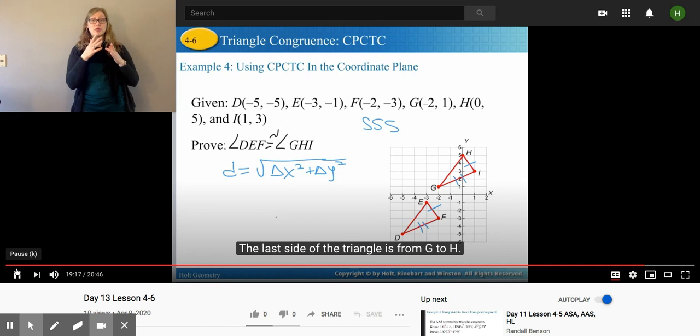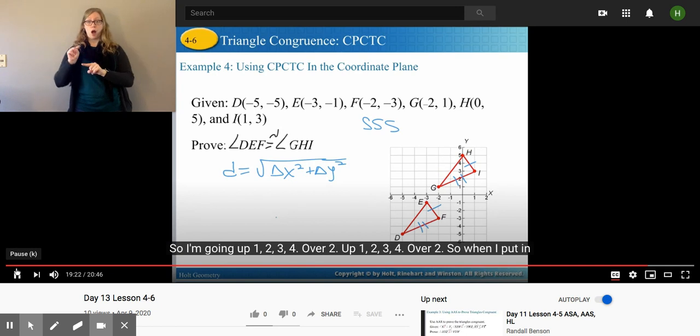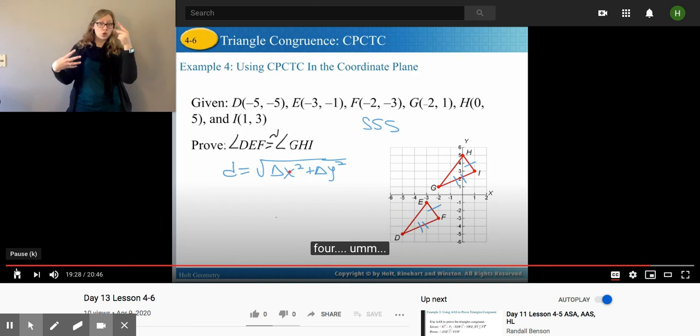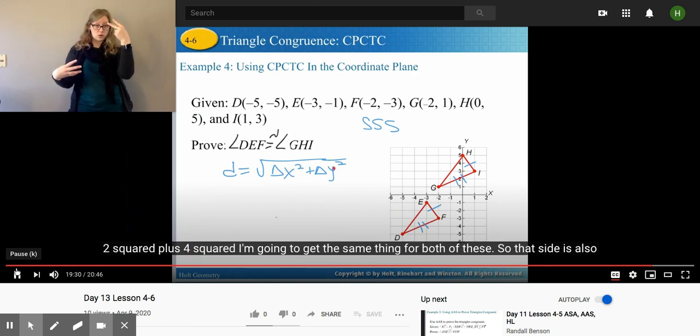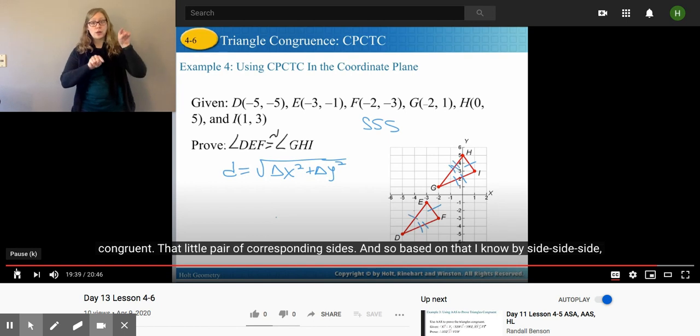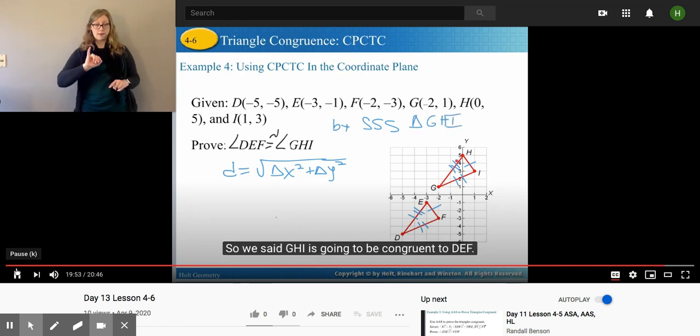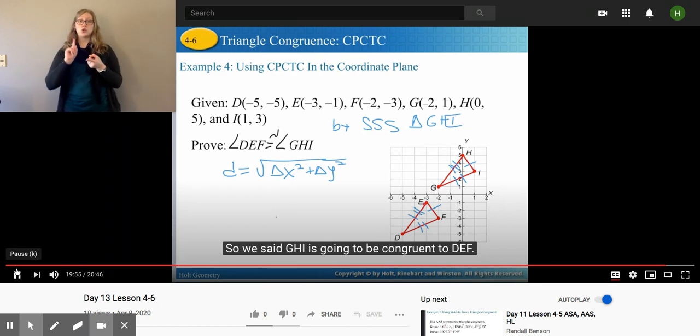The last side of the triangle is from G to H, so I'm going up 1, 2, 3, 4 over 2. Up 1, 2, 3, 4 over 2. So when I put in 2 squared plus 4 squared, I'm going to get the same thing for both of these. So that side is also congruent. That pair of corresponding sides. And so based on that, I know by side-side-side, triangle GHI is going to be congruent to DEF.